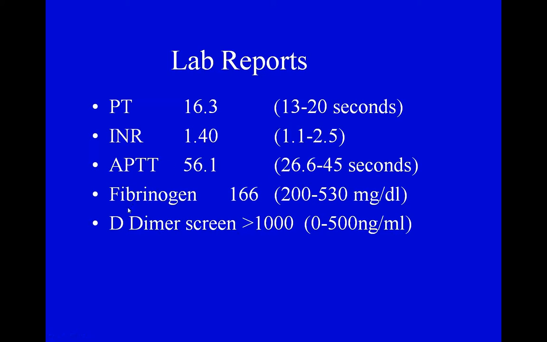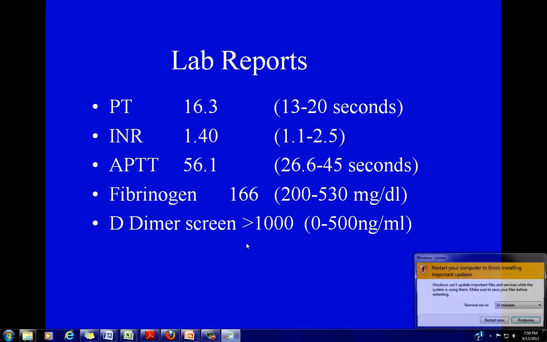Now I look at fibrinogen. Does the person have enough fibrinogen to form clots? And I say, wow, that's not good. They have less fibrinogen than they should. And I look at their D-dimer screen, and it should only be up to 500, and it was higher than 1,000. So the only reason to have an increased D-dimer is you've had clots breaking down.